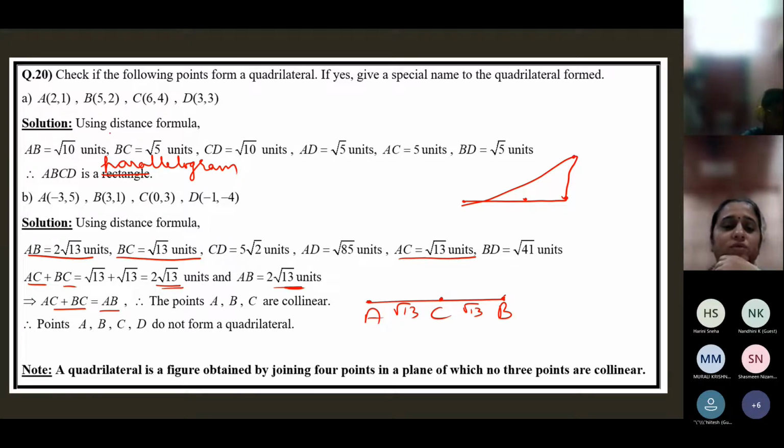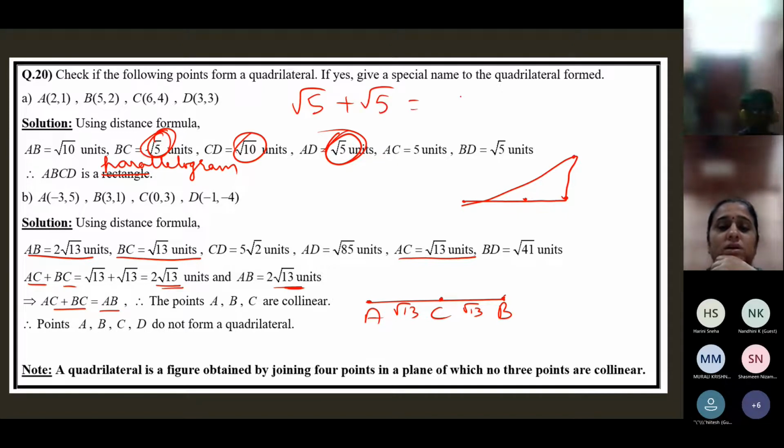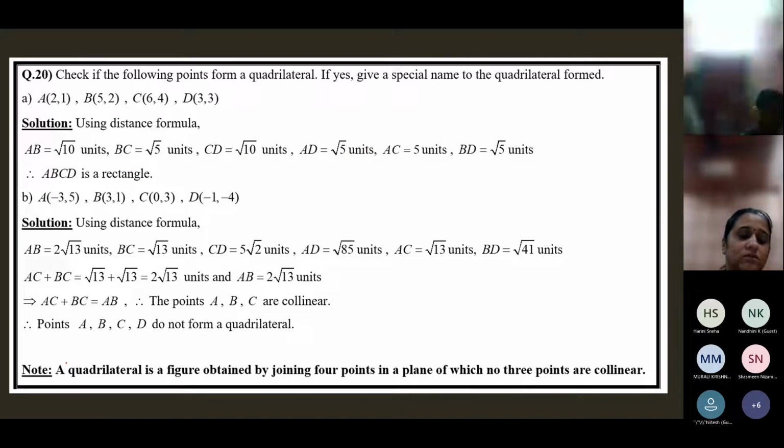And the earlier one, if some of you feel root 5 plus root 5 is root 10, you're wrong. Root 5 plus root 5 is 2 root 5. It's not root 10. All right, this is very important again.